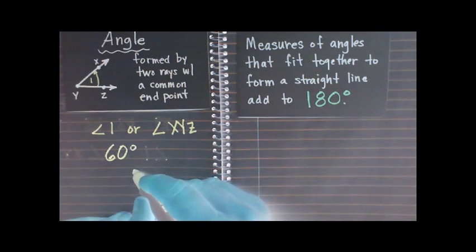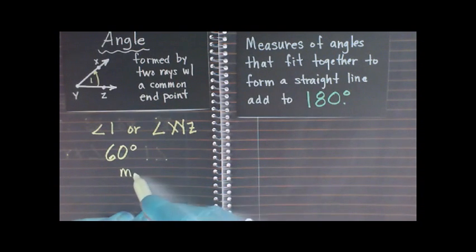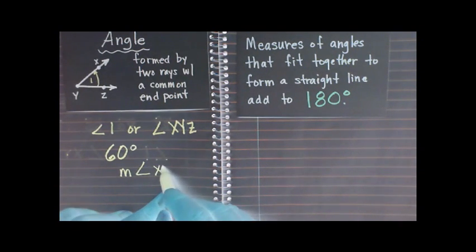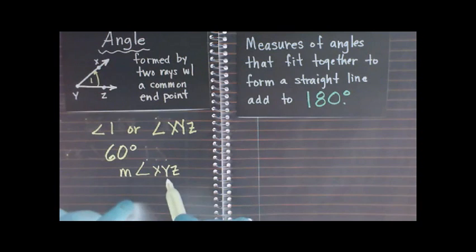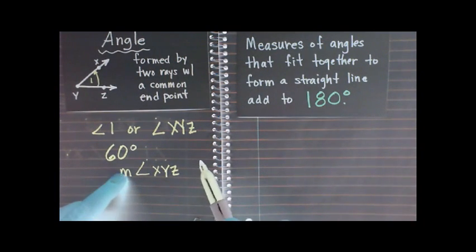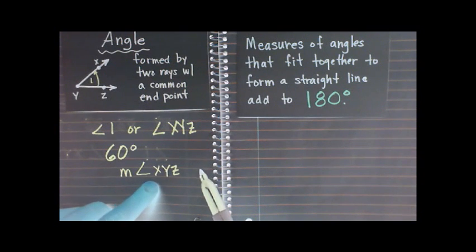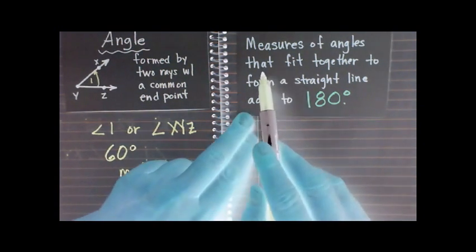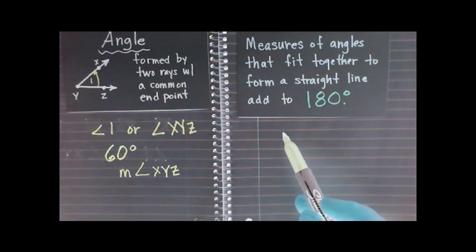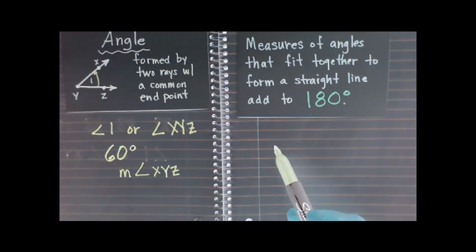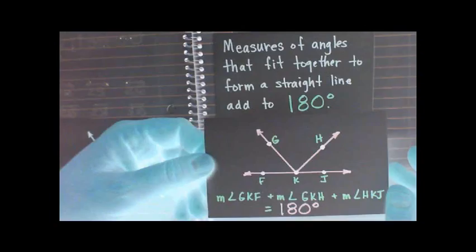Now sometimes you'll see this, M and then an angle. We'll use XYZ here. M means measure of the angle. So if you're asked for the measure of the angle, and let's say it's 60 degrees, you would say the measure of the angle is 60 degrees. Now, angles that fit together to form a straight line add up to 180 degrees. Well, maybe we'll talk about that in a minute.